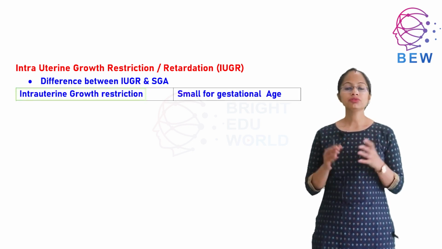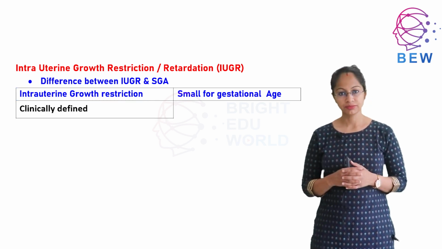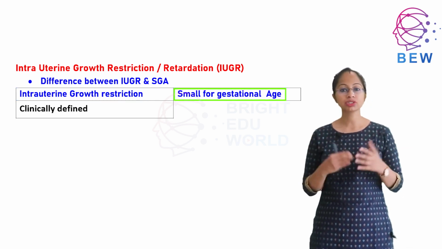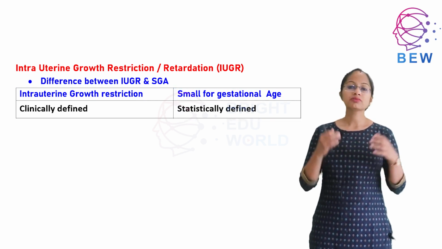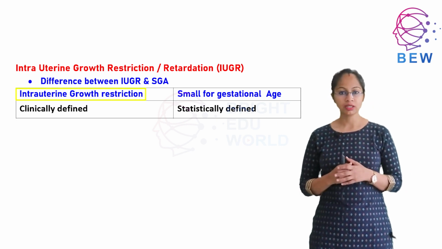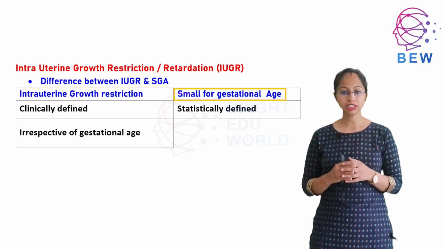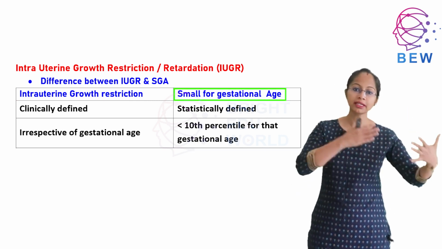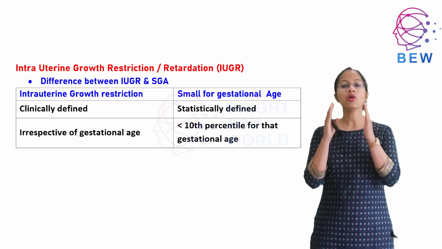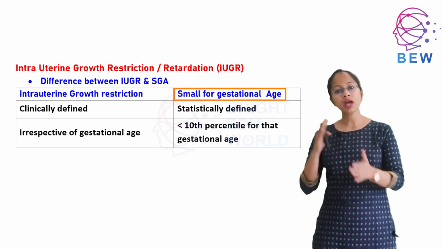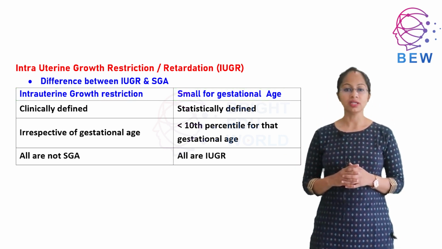Intrauterine growth restriction is more of a clinical definition, and SGA, small for gestational age, is more of a statistical definition. When we label a baby as IUGR, it is irrespective of the gestational age. But a small for gestational age baby, we all know, is less than the 10th percentile for that gestational age. So students, in short, all the SGA babies are IUGR, but all the IUGR babies are not SGA.